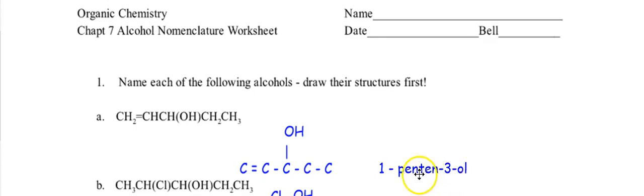So when you have a case where the ending matters, like ane versus ene versus yne, if you have an ene or a yne, you need to let me know where that double bond or triple bond is, and then put the 3-ol like that, okay?